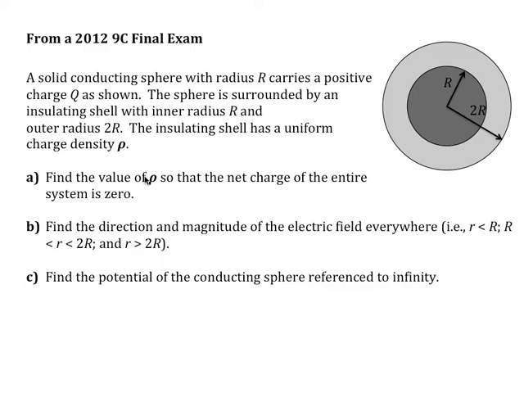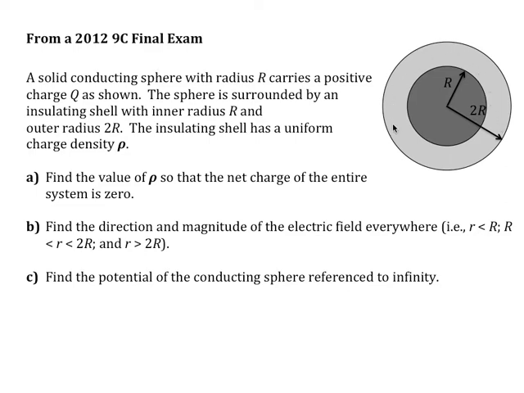One, find a value of rho so that the net charge on the entire system is 0. So the conductor has charge Q, so the insulator has to have a net charge of minus Q so that the whole thing will be 0. Find the direction and magnitude of the electric field everywhere. Everywhere means for small r, for r within the conductor. Probably you already know that the electric field inside the conductor is going to be 0, because all of the charge will be on the surface of the conductor.